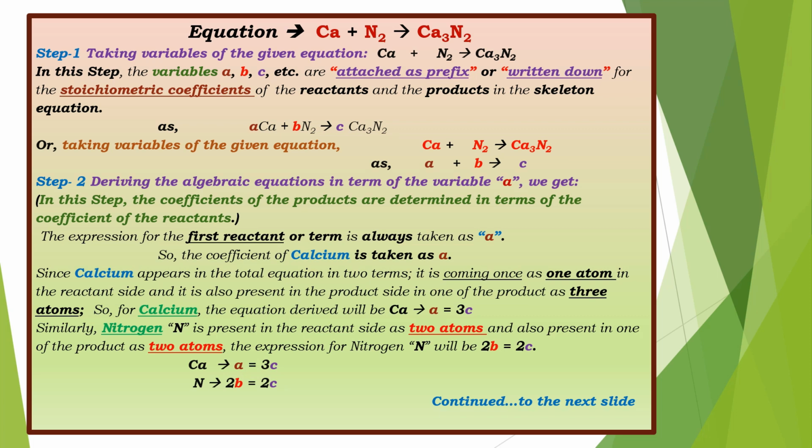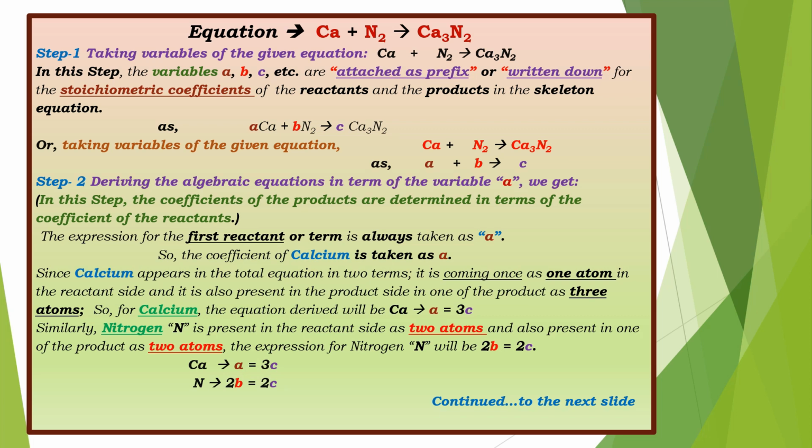Step 1. Taking variables of the given equation, Ca plus N2 gives Ca3N2. In this step, the variables A, B, C, etc. are attached as prefix or written down for the stoichiometric coefficients of the reactants and the products in the skeleton equation as A Ca plus B N2 gives C Ca3N2, where A, B, C stoichiometric coefficients are written down below the reactants and the products.